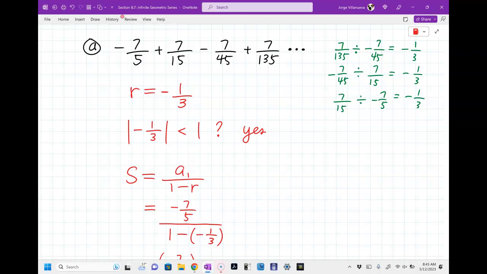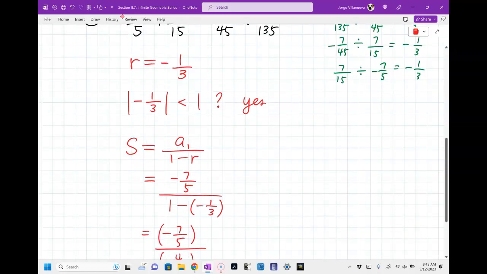Then you have to test it. Is it true that the absolute value of negative 1/3 is less than 1? Okay? If it is, then you can continue. If it isn't, then you're done and you say it's divergent. It doesn't have a sum. Okay? But since this one was true, I put a yes right there, right?